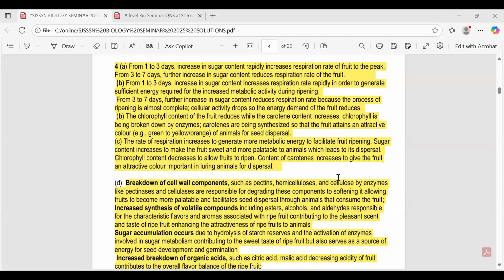My question is about the chlorophyll being broken down. I thought it is the one that manufactures the starch in the fruit. How come that it is being broken down? How can it be broken down?